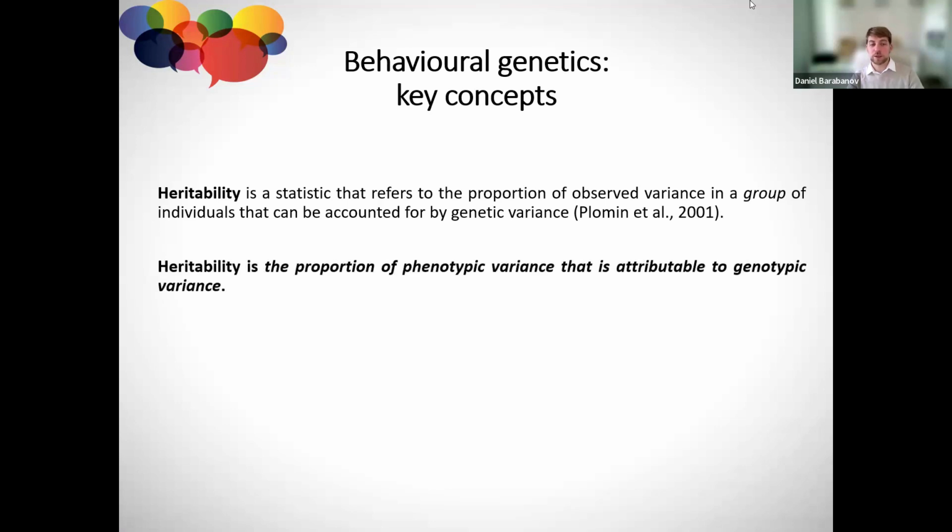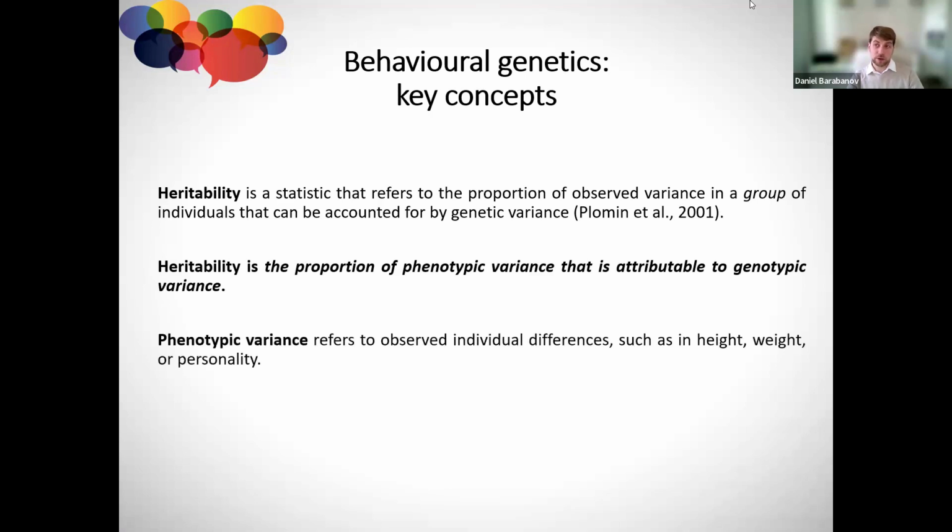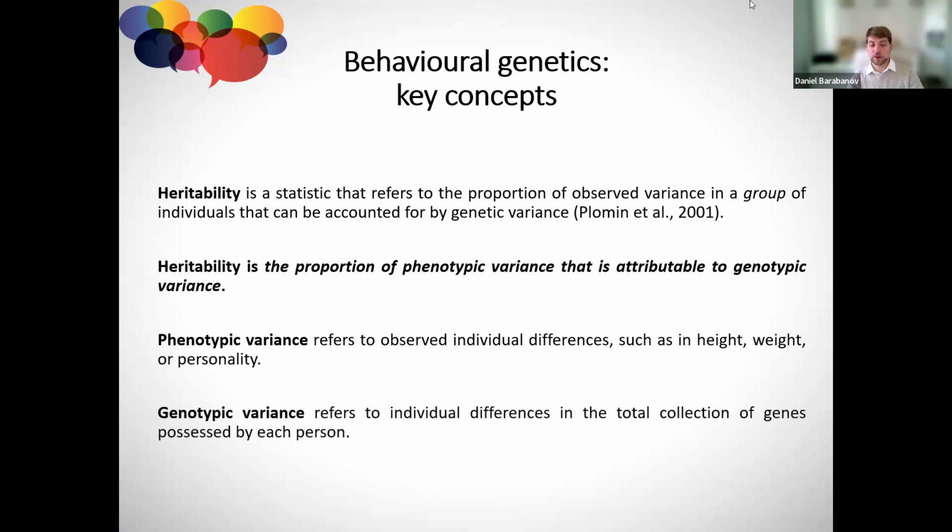So heritability is the proportion of phenotypic variance that is attributable to genotypic variance. Phenotypic variance, a new concept introduced here, refers to observed individual differences, such as in height, weight, or personality, what we can observe. Genotypic variance refers to individual differences in the total collection of genes possessed by each person. So again, genotype and phenotype are two different concepts. Genotype is what genes you have, and phenotype is how they are manifested externally, so what you can observe.